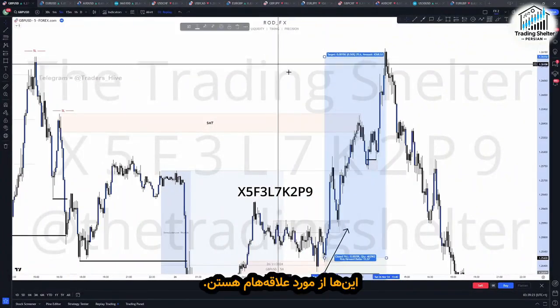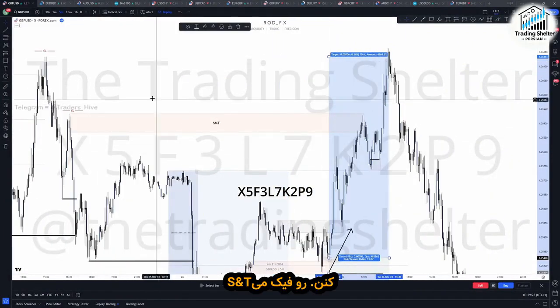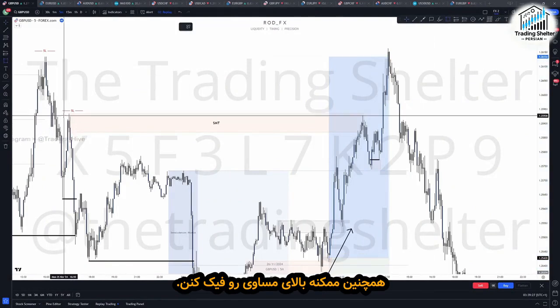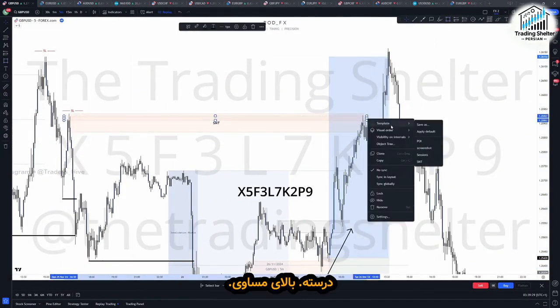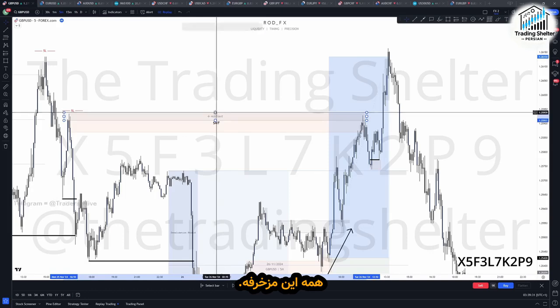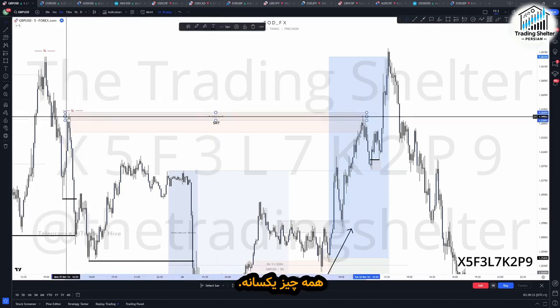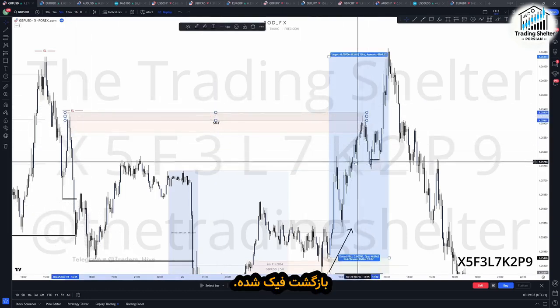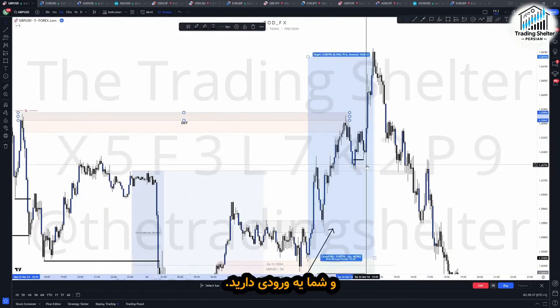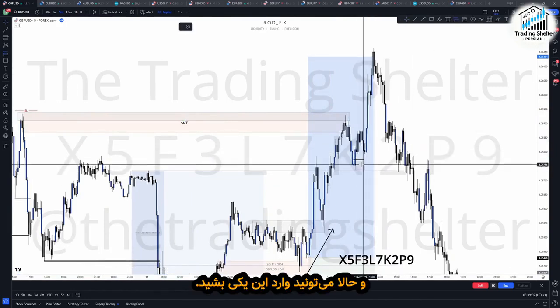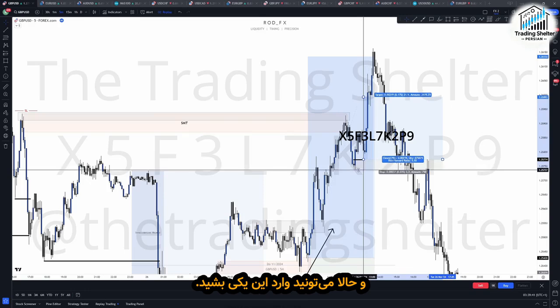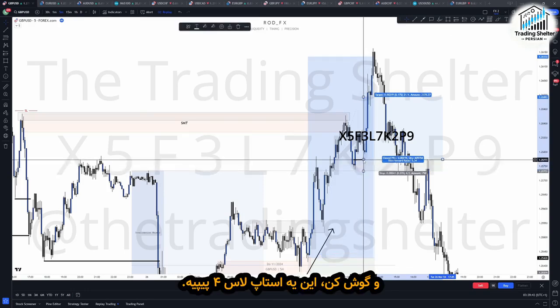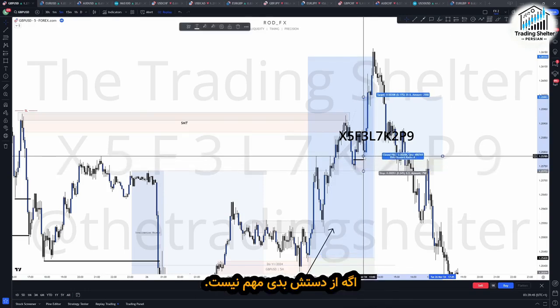These are my favorite ones. Faking the SMT, also potentially faking the equal highs, right? Equal highs, all the same thing. We're experts now. Faking, coming back, and you have an entry, and now you can get involved in this one. And listen, this is a 4 pip stop loss. If you miss it, it doesn't matter.